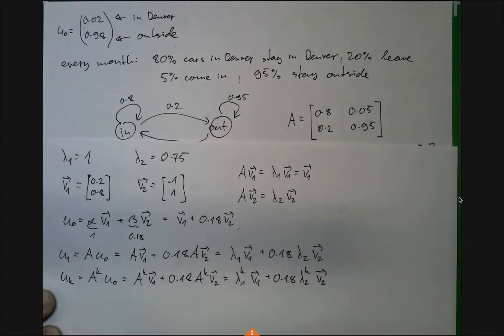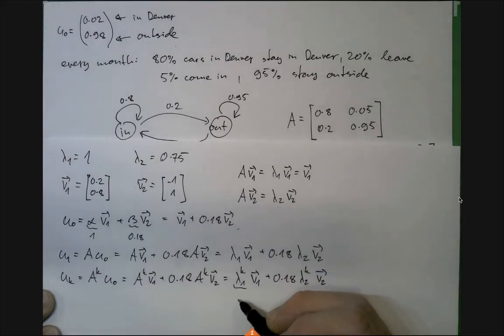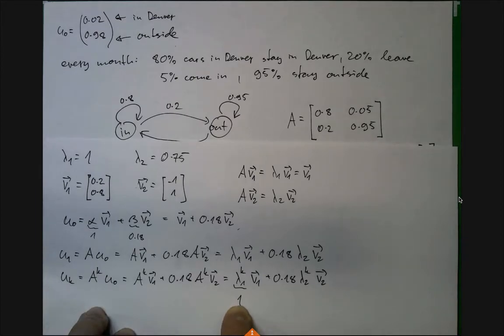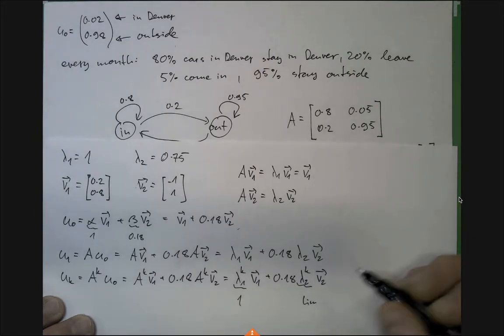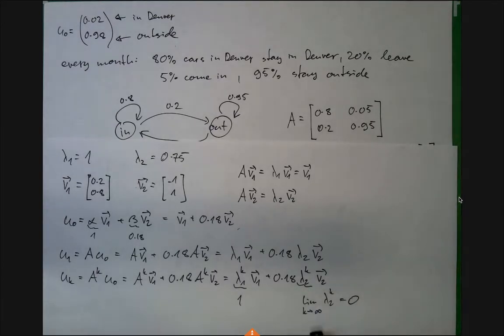Okay. Well, then what's going to happen? Lambda 1 was 1, so lambda 1 to the power of k is still 1. I can raise it to whatever power I want, it's still going to stay 1. And lambda 2 was 0.75, so what's going to happen with 0.75 if k goes to infinity? It goes to 0. The limit of lambda 2 to the power of k for k going to infinity is 0. And it gets to 0 very quickly, right? Already for k like 10 or 20 or 30, it's going to be almost nothing.